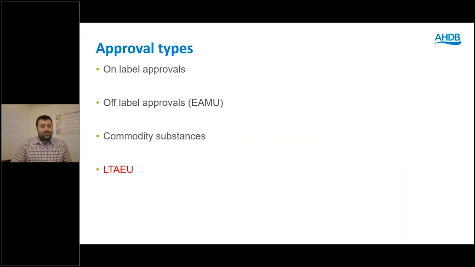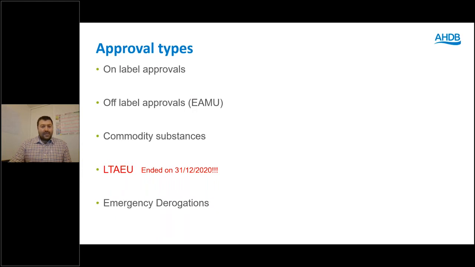The second to last group of approvals, so long-term arrangements for extensions of use. Well, these have now ended. They ended on 31st of December 2020. So if you were using products under the long-term arrangements for extensions of use, please be aware you can no longer do that unless you have a replacement EAMU, which AHDB has been working on since 2008, when Regulation 1 of 2008 became active.